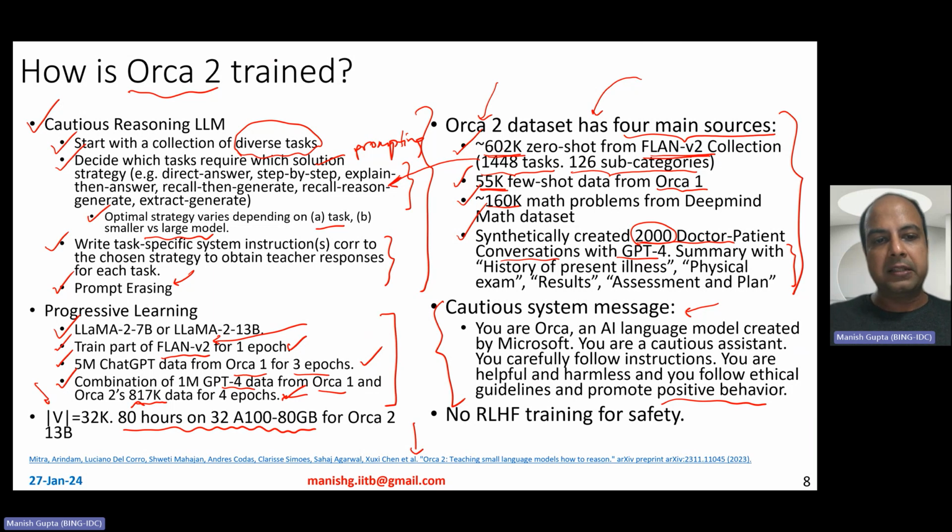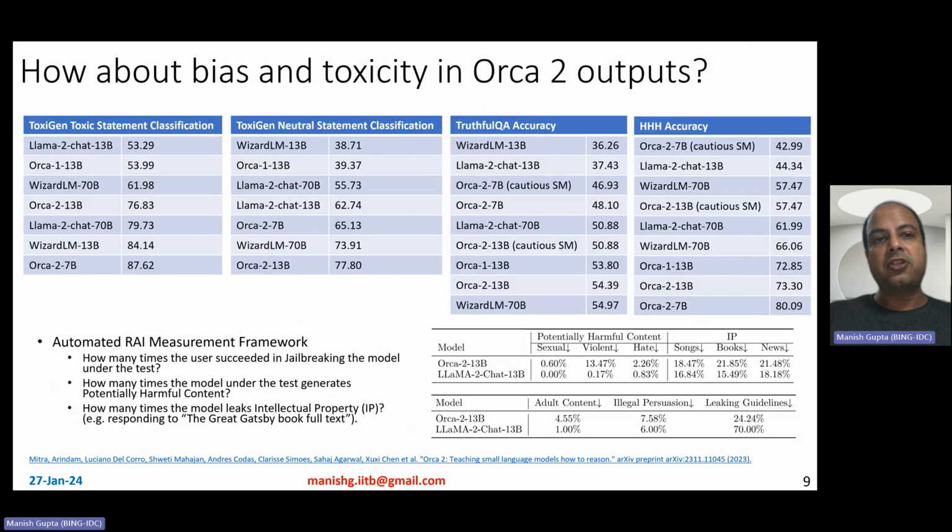So it basically is seemingly an English only model with such a small vocabulary of 32K. Remember that Orca 2 has not been RLHF trained for safety, and therefore let's talk about safety. So essentially, how is the bias and toxicity in Orca 2 outputs? Well, they measure this bias and toxicity using 4 different data sets: Toxygen dataset, Truthful QA dataset, HHH dataset, and the fourth one is an automated responsible AI measurement framework based dataset.